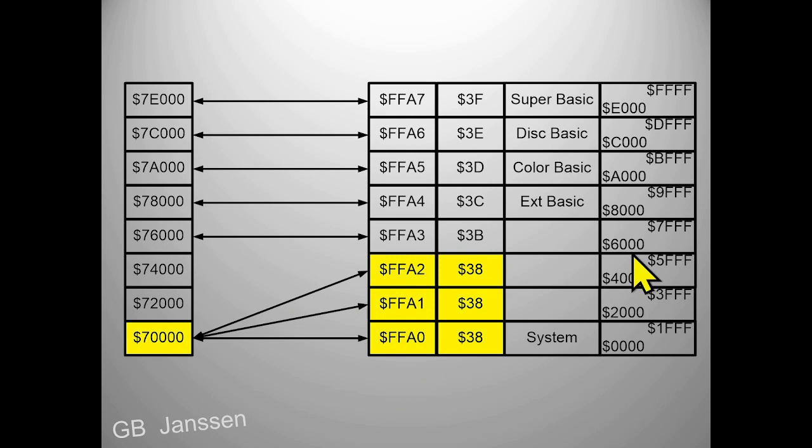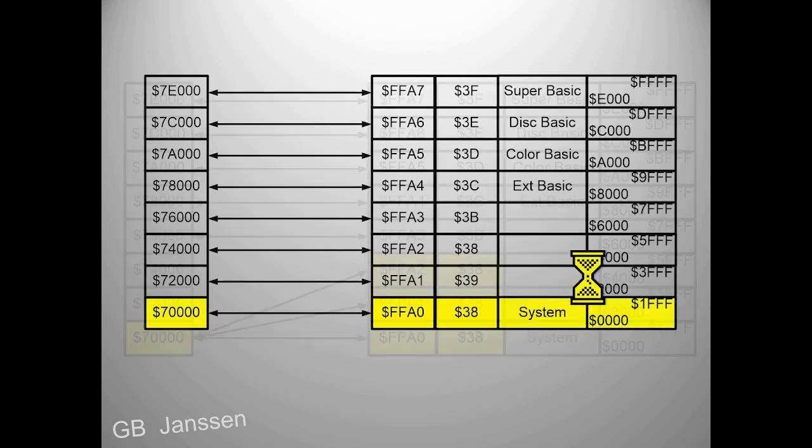Here's another way to look at it. The physical address is at 70,000 hex. We're having all three of these address spaces pointing to the physical space. So if I change something here, it shows up over in here. If I change something here, it shows up in there, etc. So again, our low res text screen is at 400 in here, 2400 here, 4400 in here.